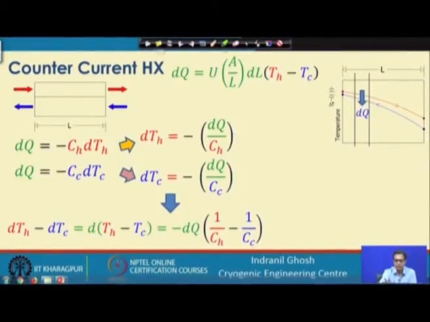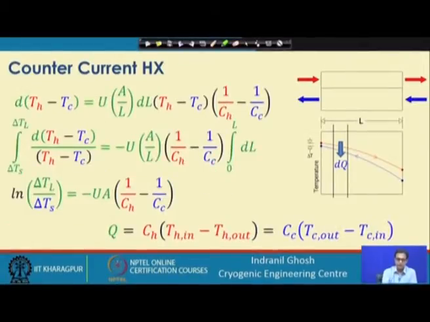Now, we can substitute the heat transfer from here into this expression. If we do that, we will find the equation takes this form: d of delta T equals minus U into A by L dl, Th minus Tc, into 1 by Ch minus 1 by Cc.